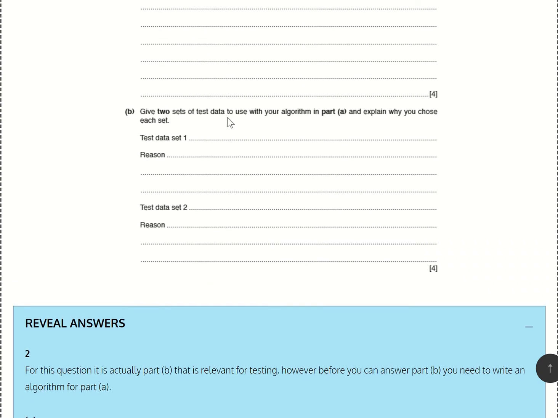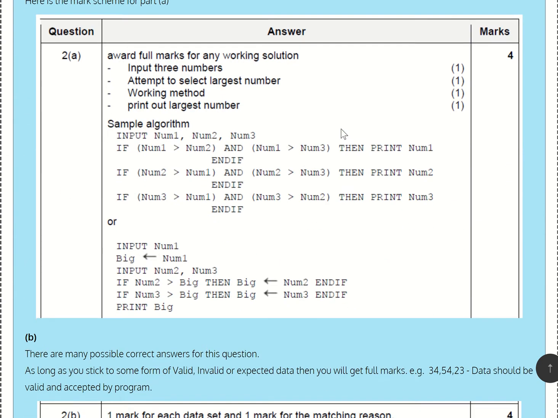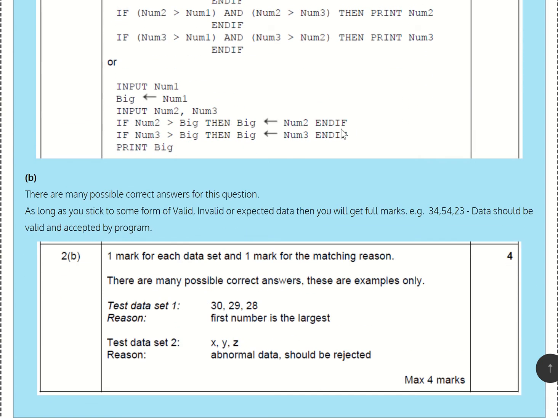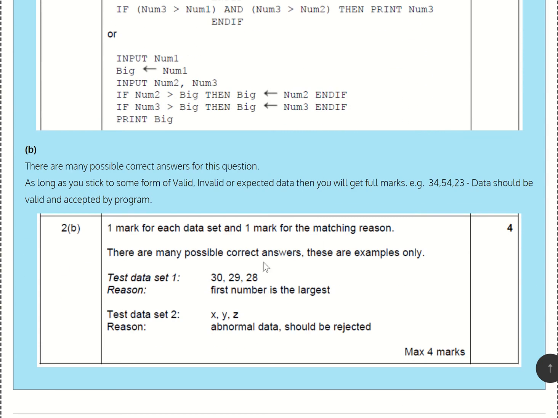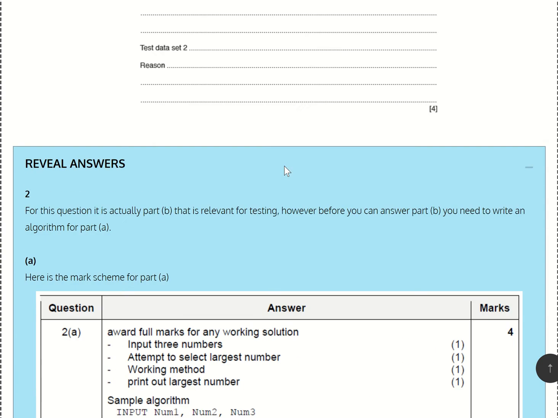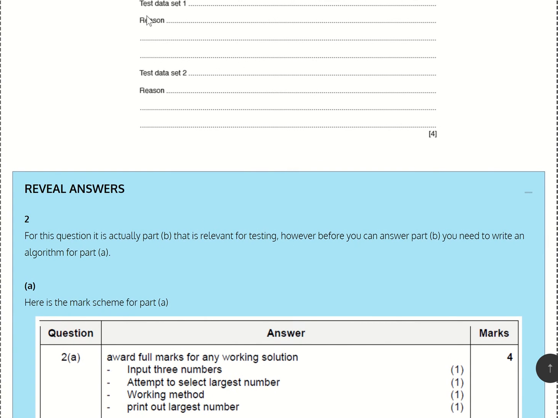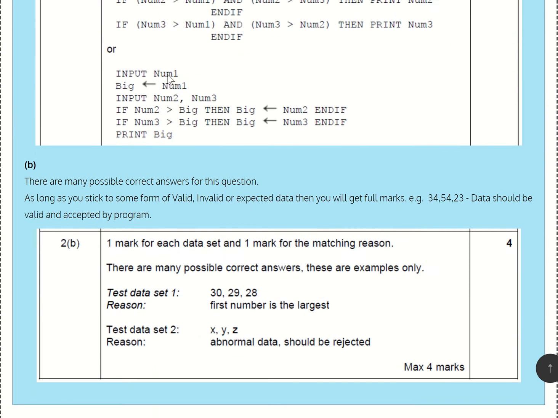Okay, and give two sets of test data to use with your algorithm in part A, and explain why you chose each set. So for example, we could have one test data set and two test data sets.